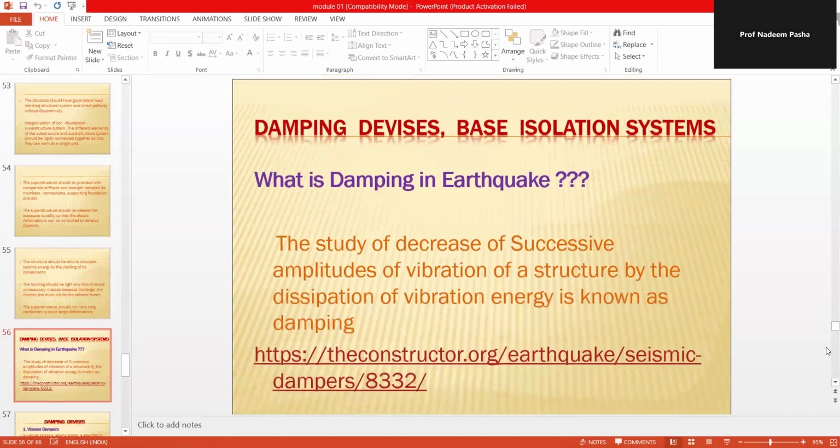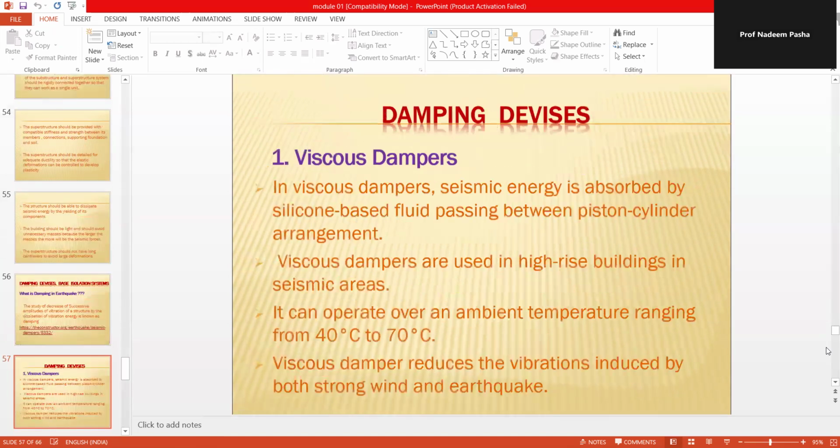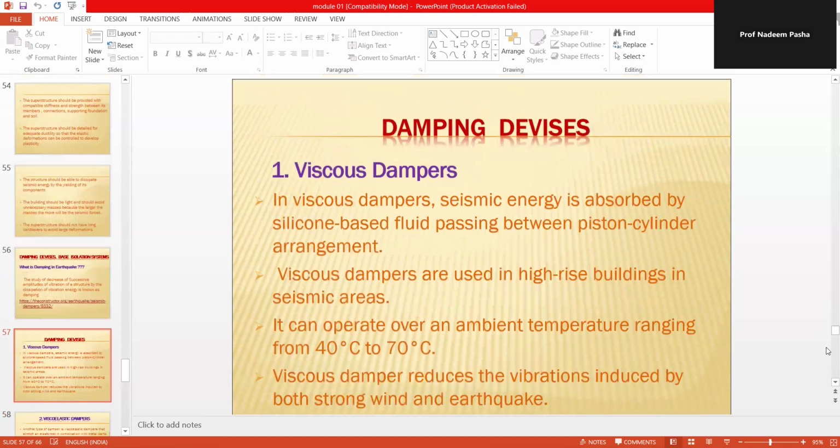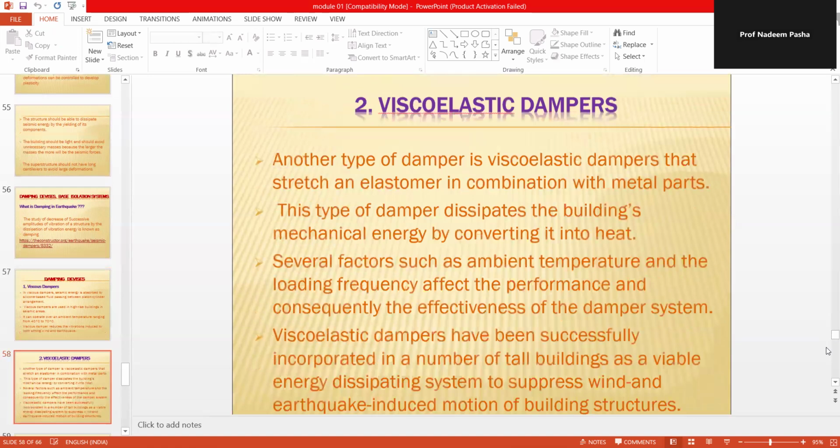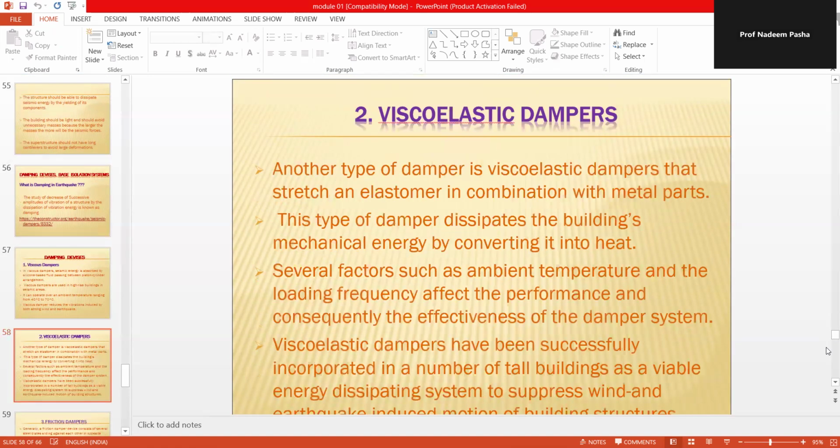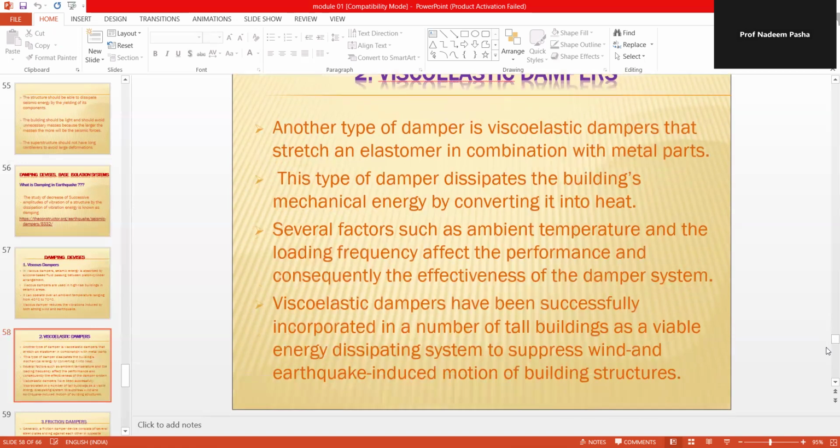Today we have seen damping devices. What exactly is damping? It is nothing but the study of decrease in successive amplitude. What is the reason for the decrease in amplitude? The dissipation of vibration energy. Next, we have seen the viscous damper, in which the temperature ranges from 40 to 70 degrees Celsius, and it is used in zone 4 or zone 5, where high-rise buildings are present. Whereas in viscoelastic dampers, viscosity as well as elasticity is the reason. Apart from that, temperature also plays a very important role.